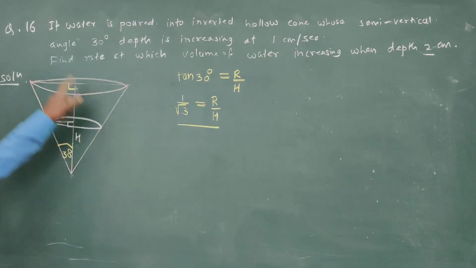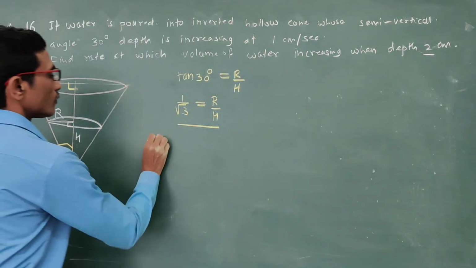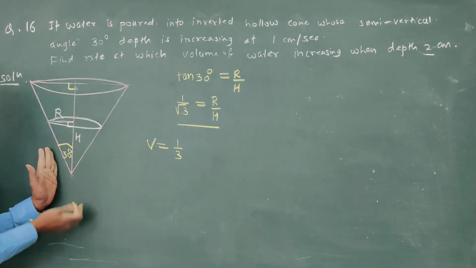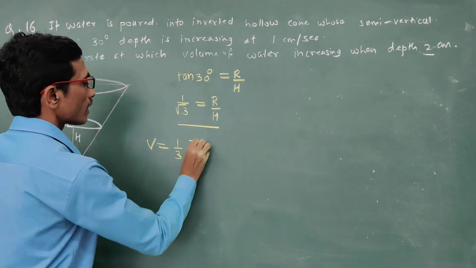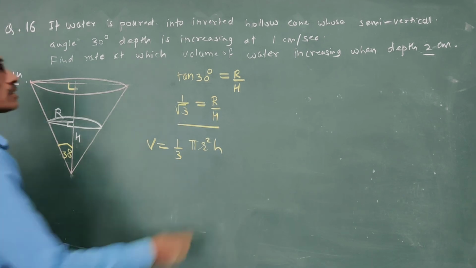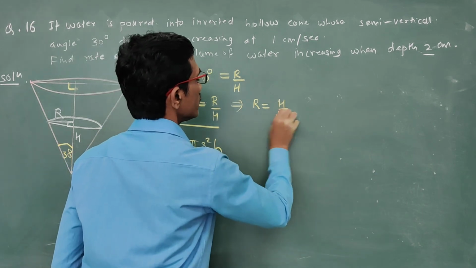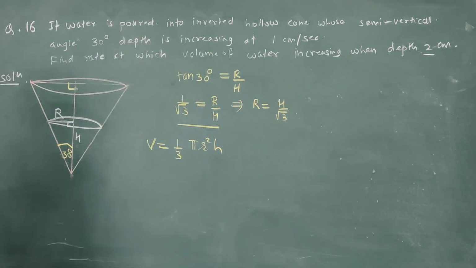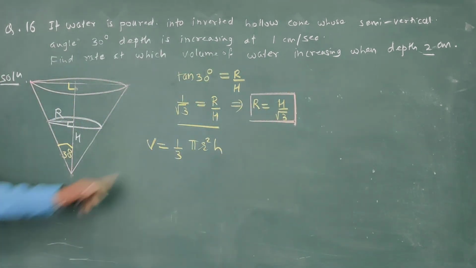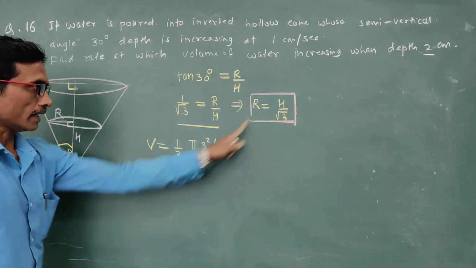Now find the rate at which the volume of water is increasing. So volume of water, V is equal to 1 by 3, since a cone is formed. The volume of a cone is 1 upon 3 pi r square h. So this gives r is equal to h upon root 3. H upon root 3 is the radius. So we differentiate it with respect to t. Before that we substitute r, what is r? H upon root 3.